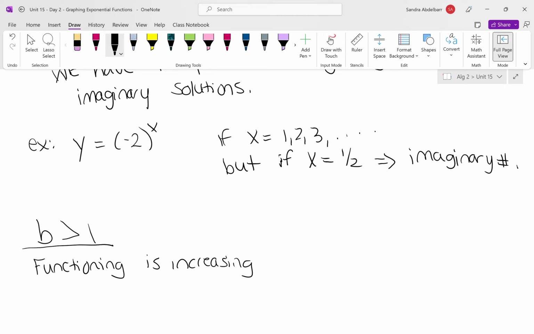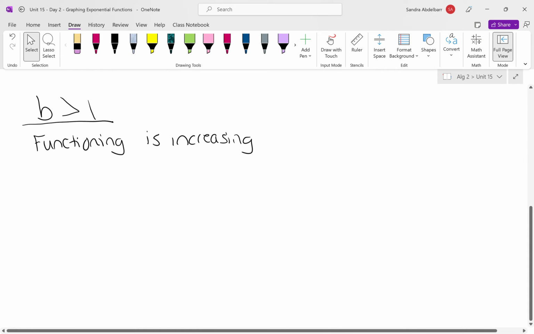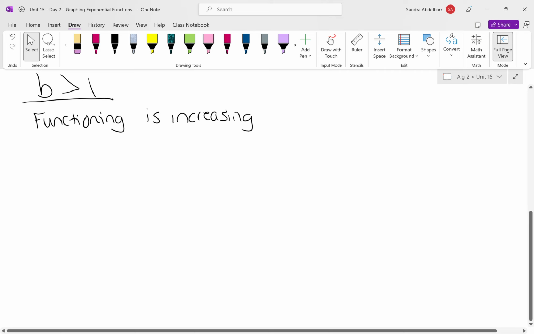Let's say our base is like 2. You're going 2 to the first, but then all of a sudden 2 to the third, right? Aren't you jumping big numbers when you're changing your exponent? So it's going to be growing very rapidly. So let's talk about f of x is equal to 2 to the x.